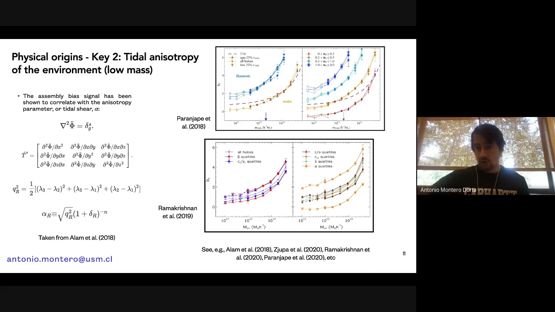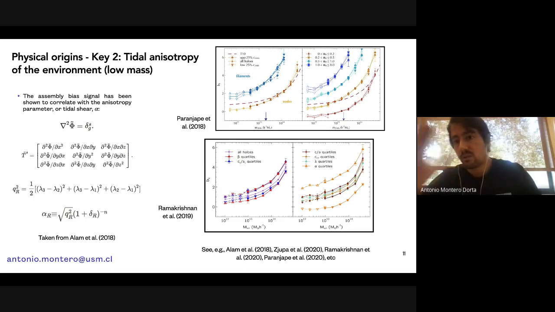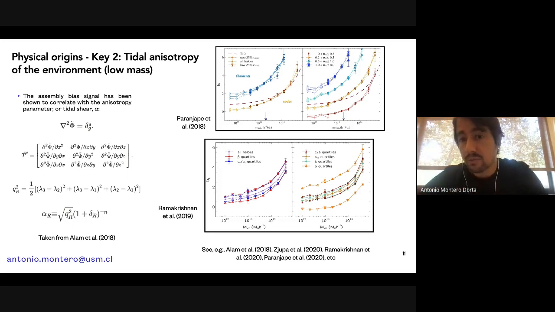And the larger alpha, the more anisotropic the environment is. So larger alpha would mean that we have halos in filaments. Lower alpha would mean that the halos are in nodes. As you can see on the upper plot, right-hand side there, that's how bias changes with alpha.